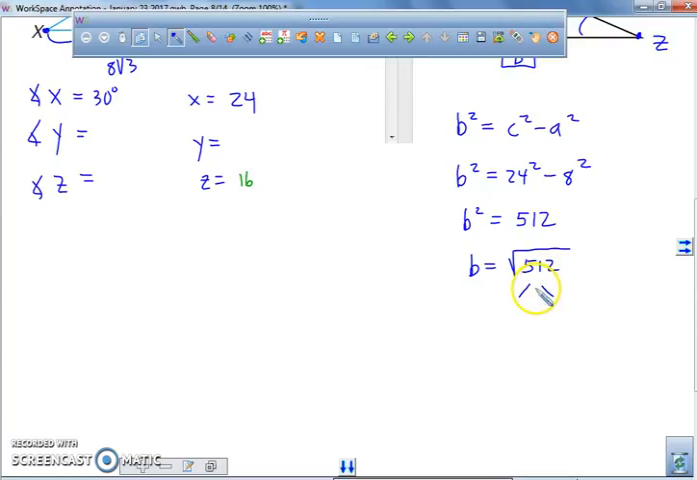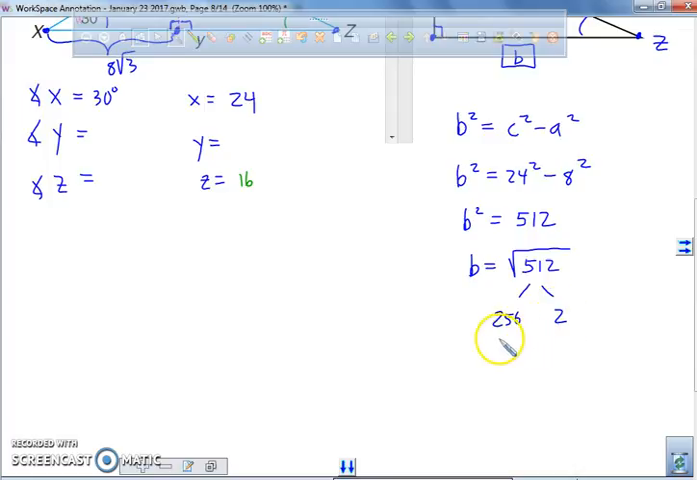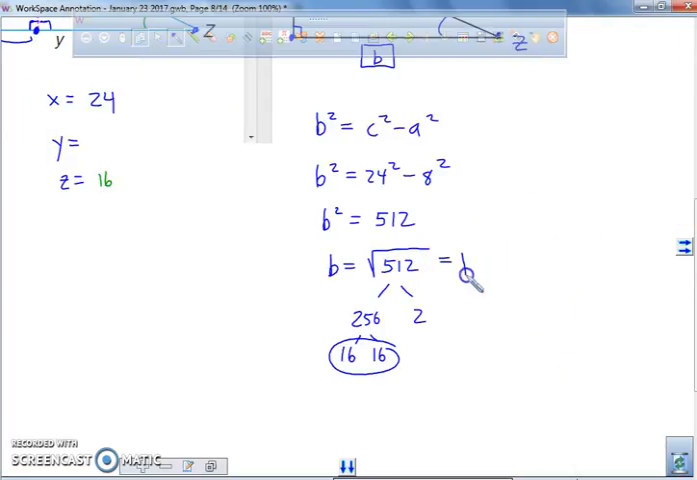The factors of 512, everybody, are 256 and 2. And I like the number 256 because that breaks down perfectly into a 16 and a 16. So if I said the square root of 512 breaks down into 256 times radical 2, what is the square root of 256 by itself? 16. This is the simplified version of the square root of 512.